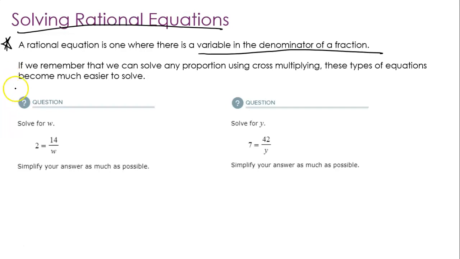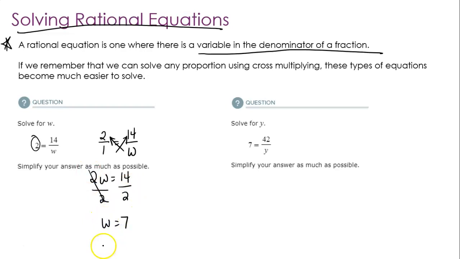So think back to what we learned about whole numbers. Is there a way to rewrite a whole number as a fraction? There is. I can rewrite this as 2 over 1 equals 14 over w. Now I have a proportion that I can cross multiply and solve. 2 times w is 2w, 1 times 14 is 14. That's just a one-step equation, so I divide both sides by 2, and so w equals 7.